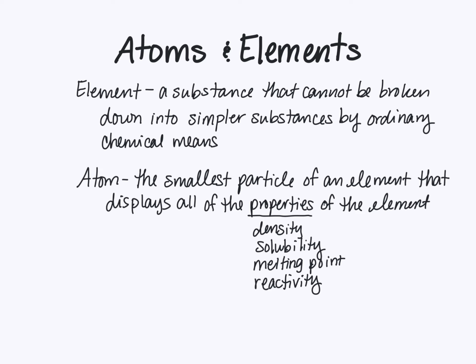So for example, let's take a look at the element known as carbon. Carbon is an element that has certain properties. And you can have one atom of carbon, and that is the smallest piece of carbon that can exist and still have all of those properties of the element carbon. Atoms are made up of three subatomic particles.